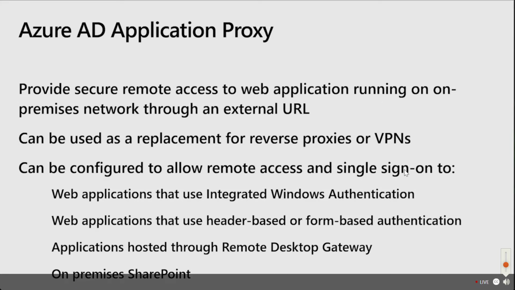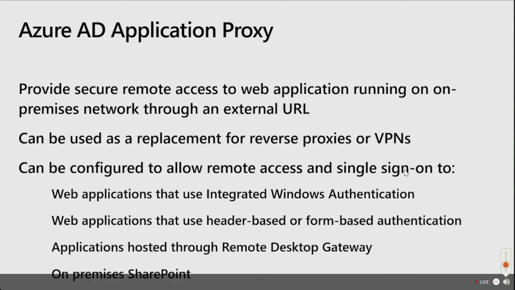The idea of this technology is it allows you to provide secure remote access to web applications running on an on-premises network through an external URL. That is, clients on the internet use an external URL. They authenticate using their on-prem Active Directory credentials, which are replicated up through Azure AD Connect to Azure. This can be used as a replacement for reverse proxies or VPNs.